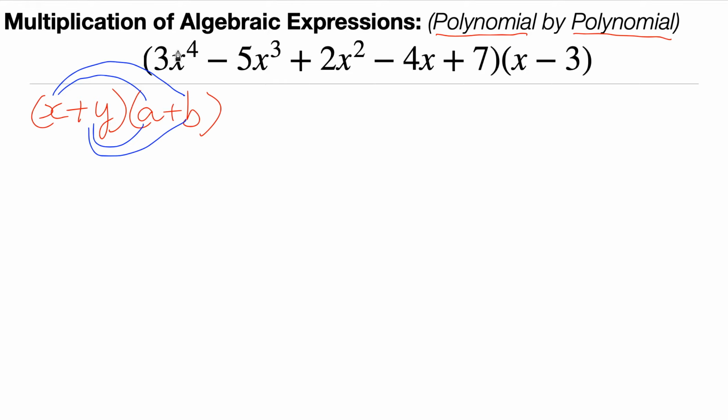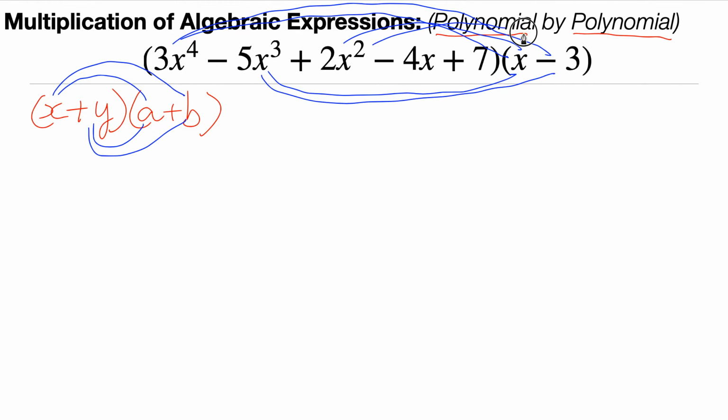So multiply this 3x to the fourth to the x, and multiply it also to the minus 3. This minus 5x cubed, multiply to the x, multiply it also to the minus 3. This 2x squared, multiply it to the x, multiply this also to the minus 3. This minus 4x, multiply this to the x, multiply this also to the minus 3. And this positive 7, multiply this by the x, and multiply this also by the minus 3.